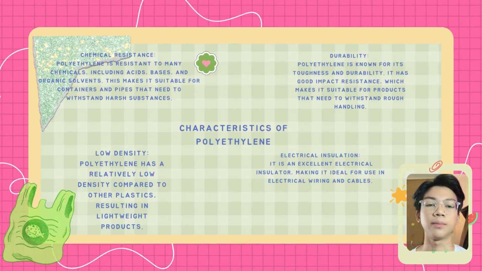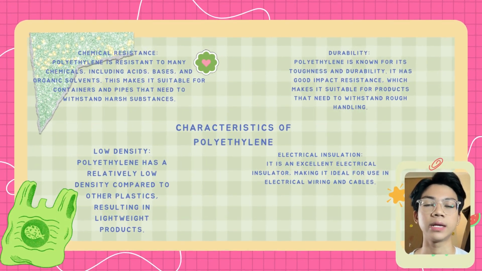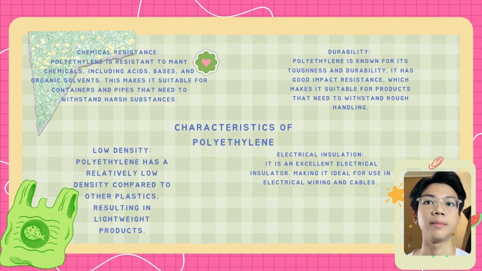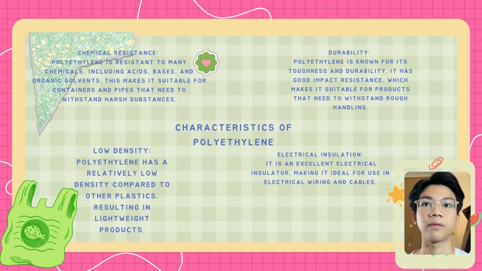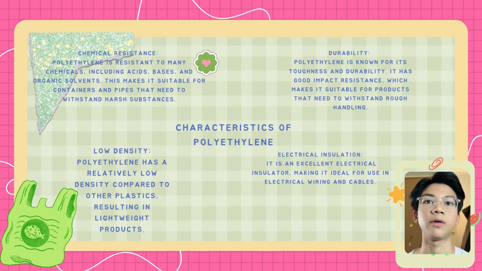Chemical resistance: polyethylene resists many chemicals including acids, bases, and also organic solvents. This makes it suitable for containers and pipes that need to withstand harsh substances. Other than that, there is also durability. Polyethylene is known for its toughness and durability. It has good impact resistance, which makes it suitable for products that need to withstand rough handling.